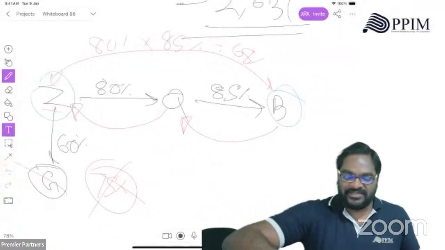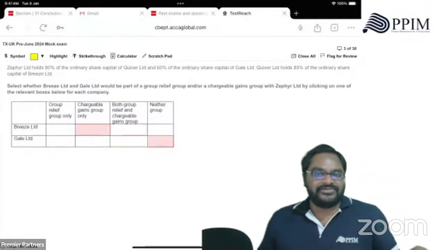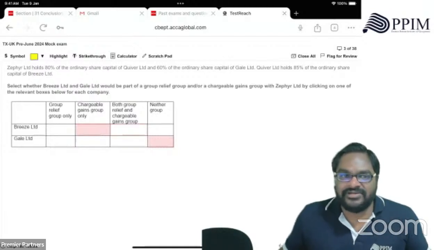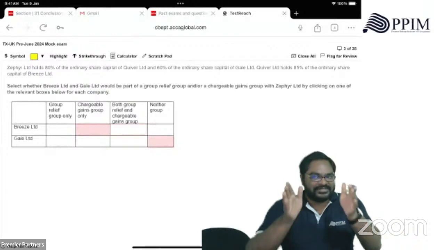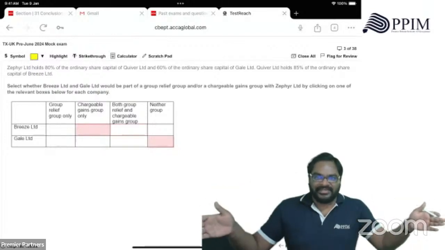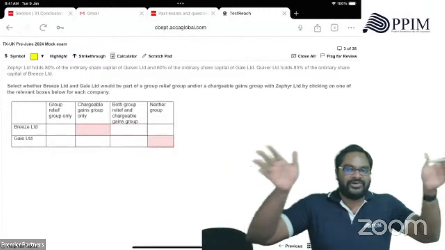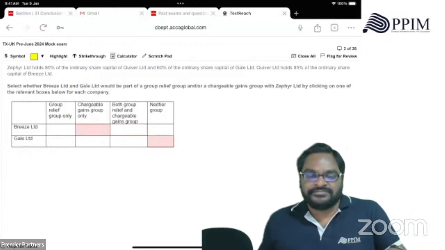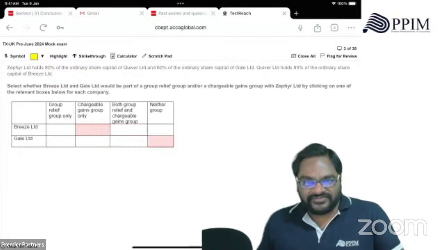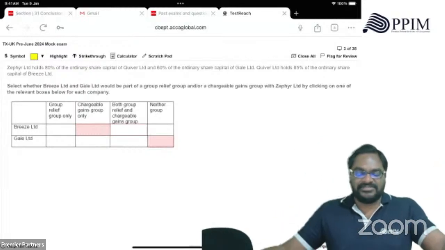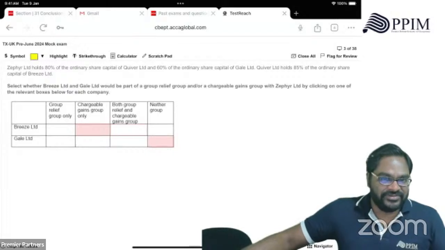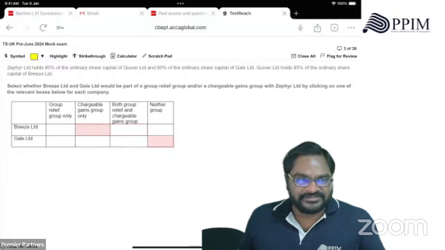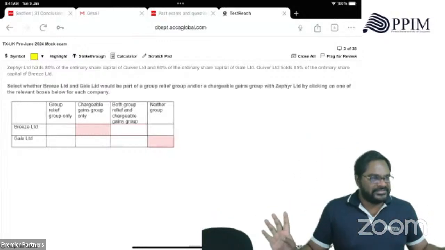So the answer would be, you can't fall into either of the groups, but B can fall into a chargeable gain group only. Group relief group you cannot create because there is an intermediary company, you are voting through the intermediary. And once you collate, you don't have 75% ownership structure. So 80 into 85%, because Z owns only 80% of Q, and Q owns only 85% of B. Okay, this question we are good.